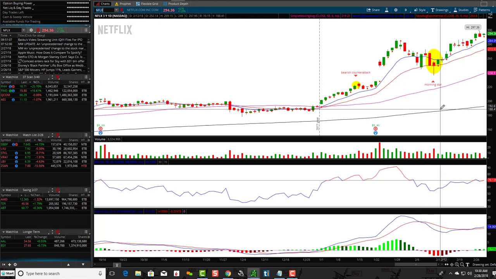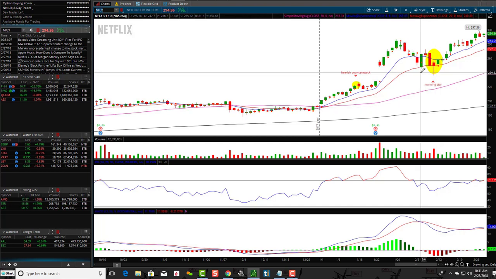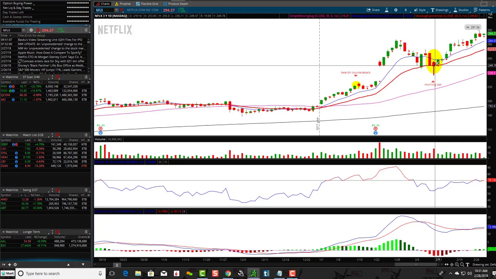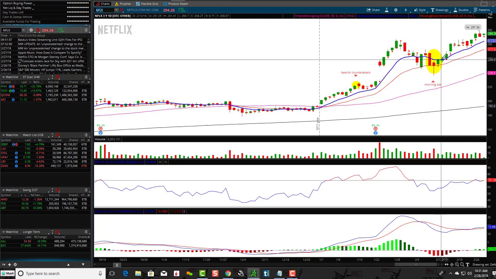Again, want to show you real world. Don't get too caught up in the minutia. Is it an exact morning star pattern? It may not be exact, but it's close enough. And look what it's doing. It's holding these moving average lines for a reversal.